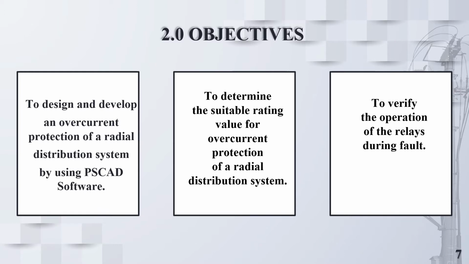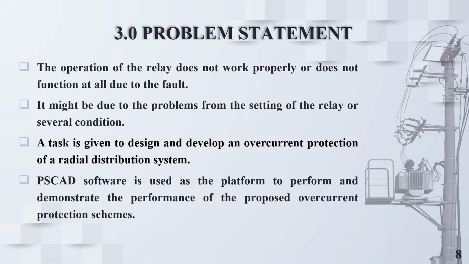Several objectives for this project are to design and develop an overcurrent protection of a radial distribution system, to determine the suitable rating value for overcurrent protection, and to verify the operation of the relays during fault. For the problem statement, a task is given to design and develop an overcurrent protection of a radial distribution system, and BEKG software is used as the platform to perform and demonstrate the performance of the proposed overcurrent protection schemes.